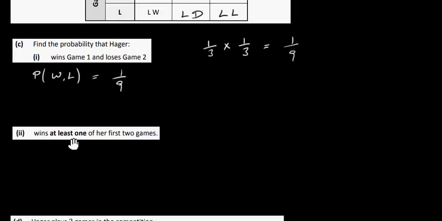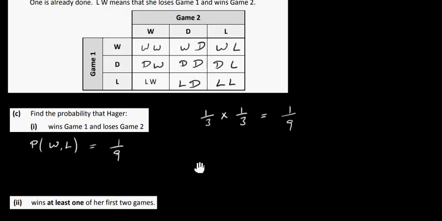Okay, so part 2, wins at least one of her first 2 games. Wins at least one of her first 2 games. So winning at least one.